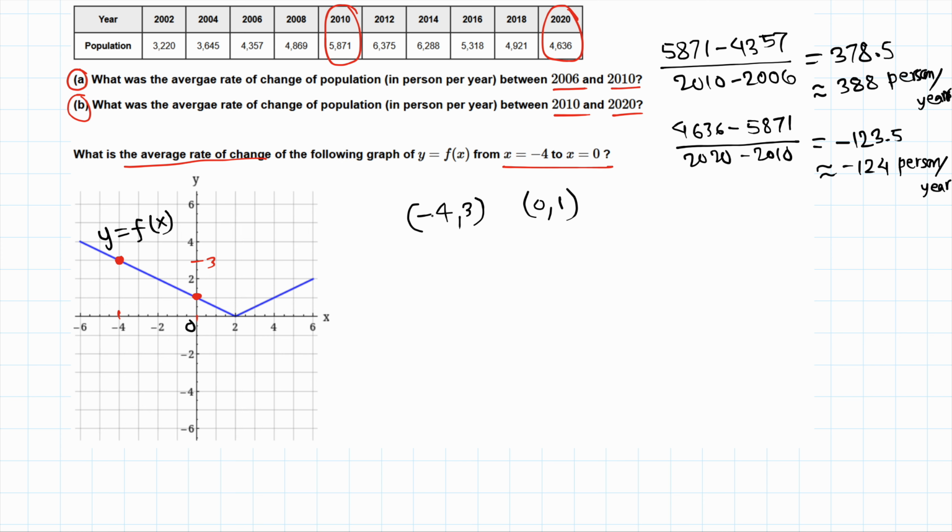Now the average rate of change is just rise over run: 1 minus 3, change in y coordinate, over 0 minus -4. 1 minus 3 is -2, divided by 4. So negative 1/2. And we don't have any units, so this is the final answer.